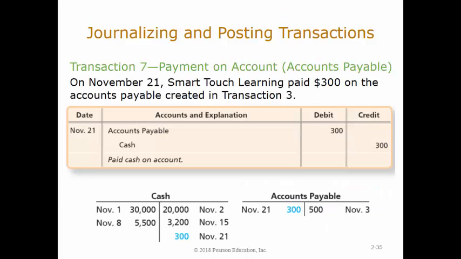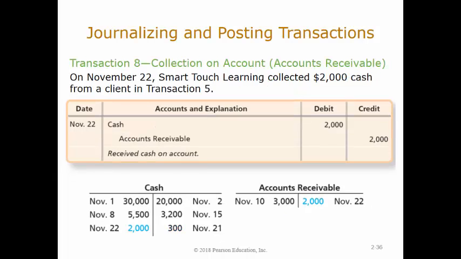In transaction 7, the company paid $300 on the accounts payable created in transaction 3. The two accounts involved are cash, an asset, and accounts payable, a liability. Cash decreases with a credit and accounts payable decreases with a debit.